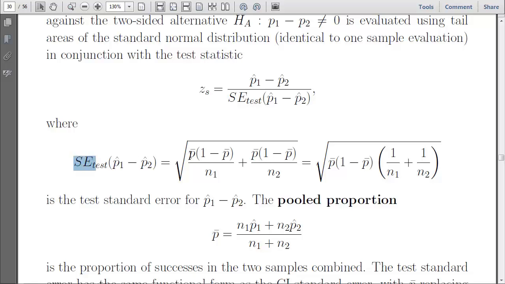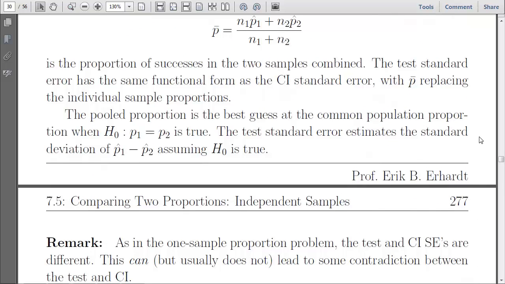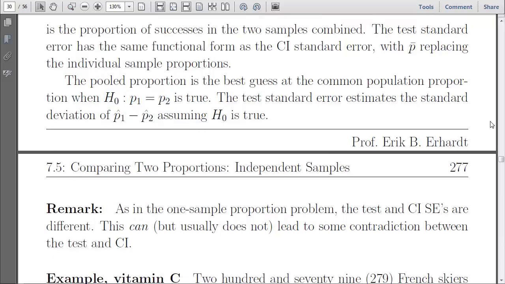So instead of P1 hat and P2 hat now, we have the P bars, which is that pooled proportion. And you can rearrange this to simplify it, not that important. And so then from our z statistic, we can calculate a p-value and so on and draw conclusions about how reasonable the null hypothesis is, or how much the data support that hypothesis.